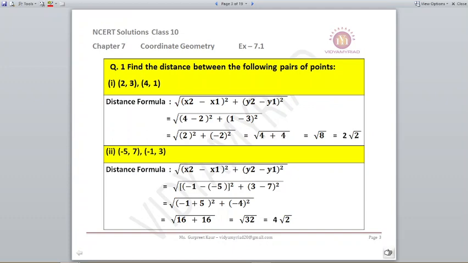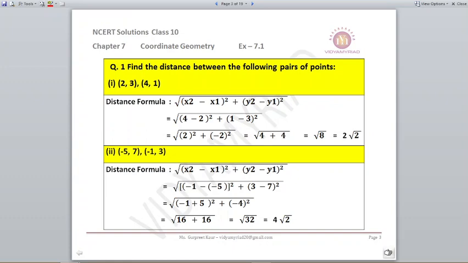Now what is x2? 4. x1 is 2. So 4 minus 2 the whole square plus y2 minus y1. So y2 is 1 and y1 is 3. So 1 minus 3 the whole square. 4 minus 2 is 2 square and 1 minus 3 is minus 2 whole square, which comes out to be root 8, which can be further simplified and can be written as 2 root 2.